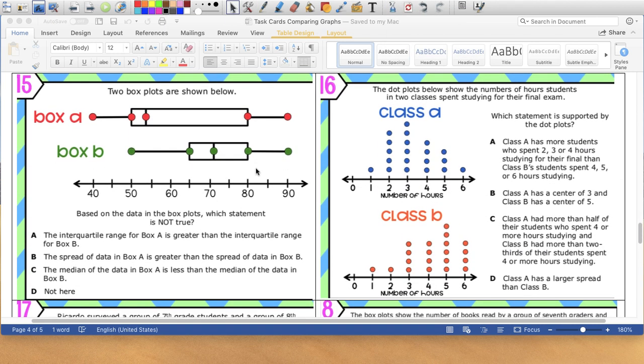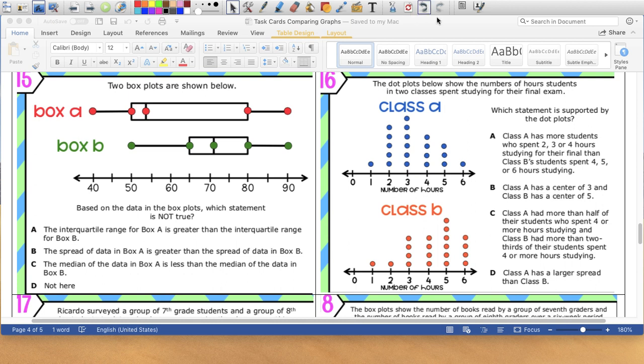15. Two box plots are shown below. Based on the data in the box plot, which statement is not true? So we're looking for the false one. Which one's a lie? The interquartile range for box A is greater than the interquartile range for box B.